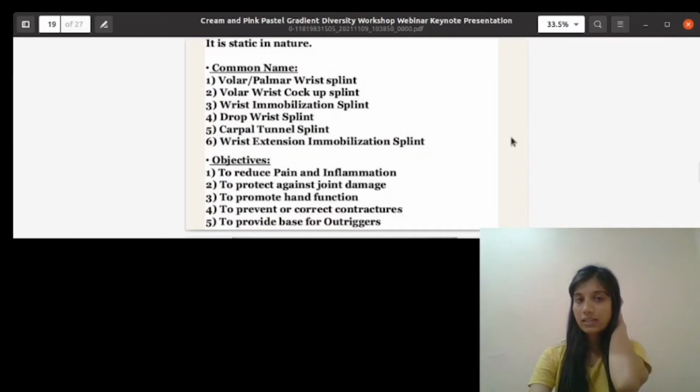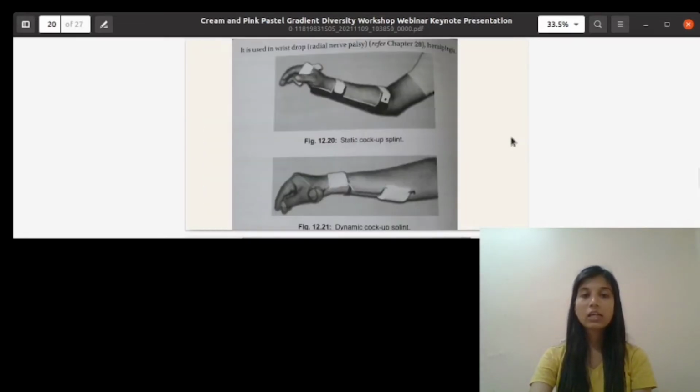It is static in nature. Common names are volar palmar wrist splint, volar wrist cock-up splint, wrist immobilization splint, drop wrist splint, carpal tunnel splint, wrist extension immobilized splint. What are the objectives of the cock-up splint? To reduce pain and inflammation, to protect against joint damage, to protect hand function, to prevent or correct contractures, and to provide a base for an outrigger. This is the static cock-up splint. It is generally used in wrist drop, that is radial nerve palsy, or in hemiplegic patients. Then there is the dynamic cock-up splint.